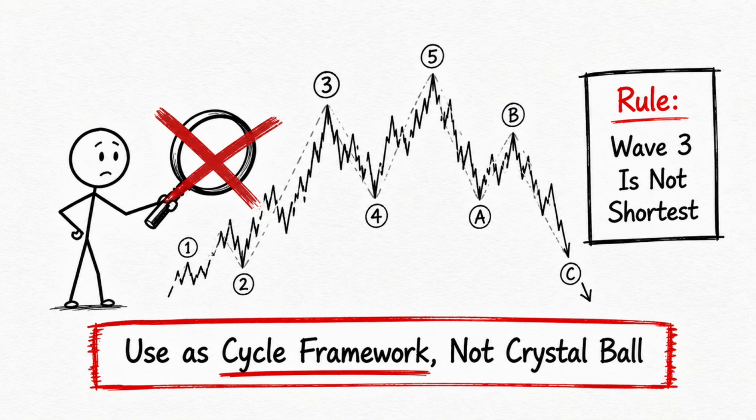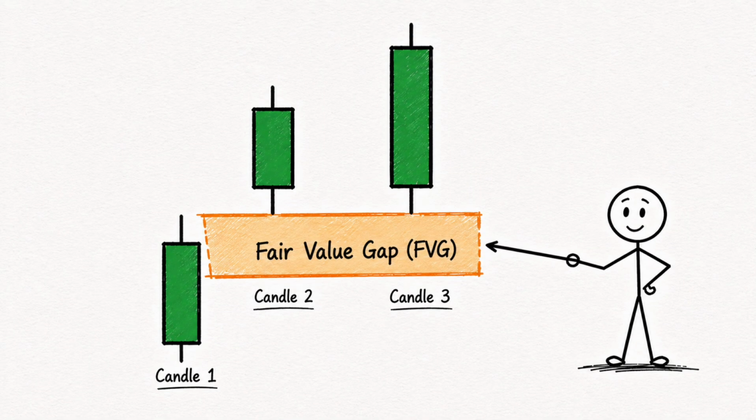But there's a trap here. Don't become obsessed with counting every tiny wave on a 5-minute chart. Different traders can interpret the same chart differently. Use Elliott wave as a framework for understanding where the market may be within a larger cycle, not as a crystal ball.